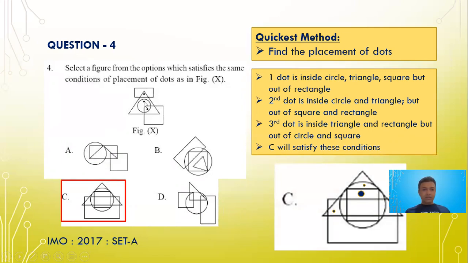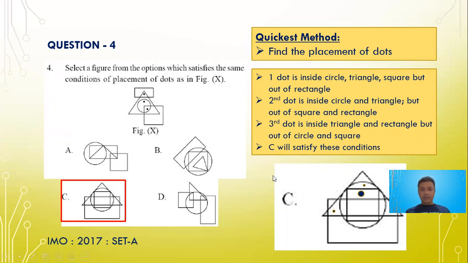The second dot, this one, is inside the circle, inside the triangle, but outside of the square and outside of the rectangle. The third dot is inside the triangle, inside the rectangle, but out of the square and out of the circle, isn't it? So which will satisfy? Only option C will satisfy.